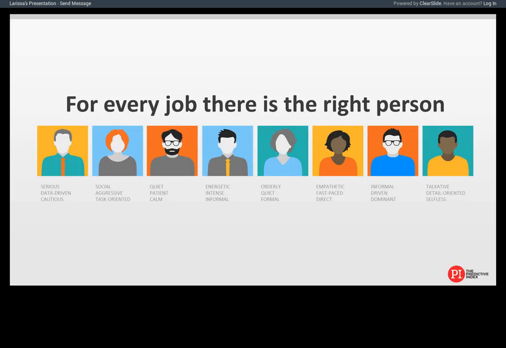One thing that's true is that for every job, there is the right person. So we're talking a lot about the right fit or right alignment. For one job, you're going to need someone who's empathetic yet fast-paced and fairly direct. For a different job, you'll need someone who's quiet, patient, and calm. You put a quiet, patient, calm person in the job of someone who is informal, driven, and dominant, and they're not going to rise to the occasion.